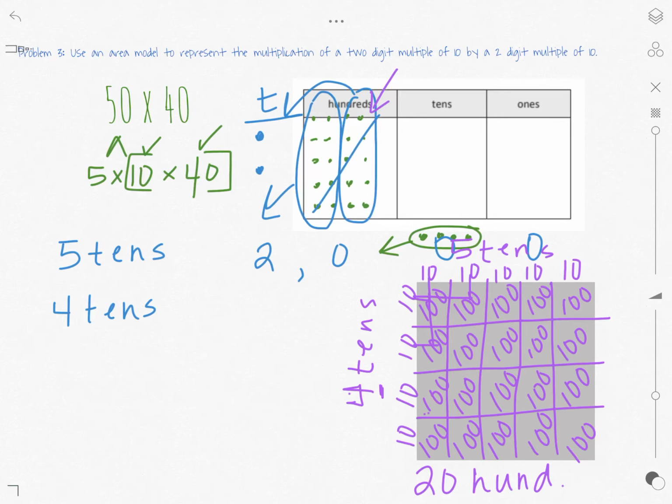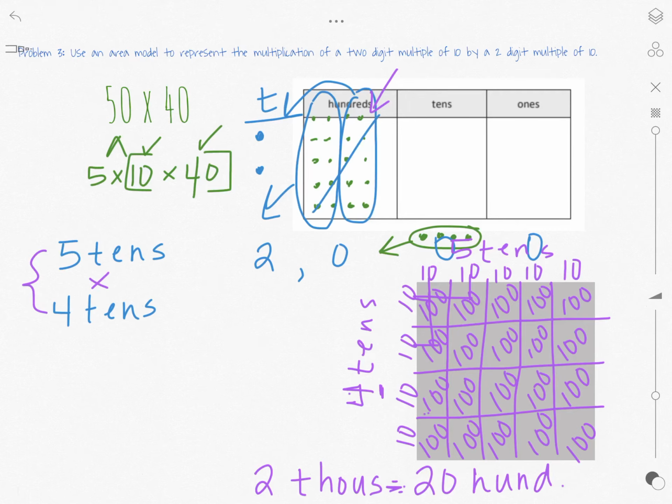Well, I can get 2 bundles of 10 out of that, which means I'm going to send 2 bundles over to the next column, giving me 2 thousands. So if you need to draw that out in a place value chart so that you can make that connection, do it. Okay, the last thing I want us to be thinking about is over here using this unit form, because this is probably the simplest way for you to be thinking about this.